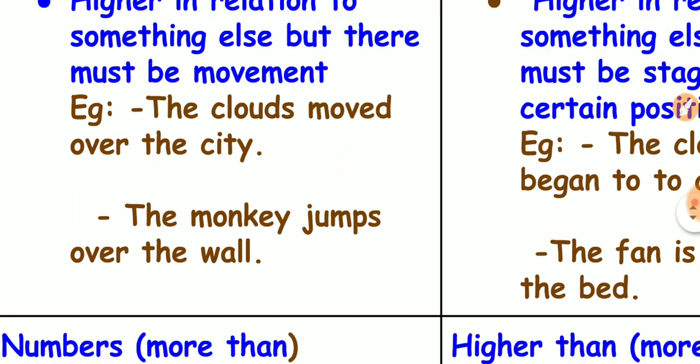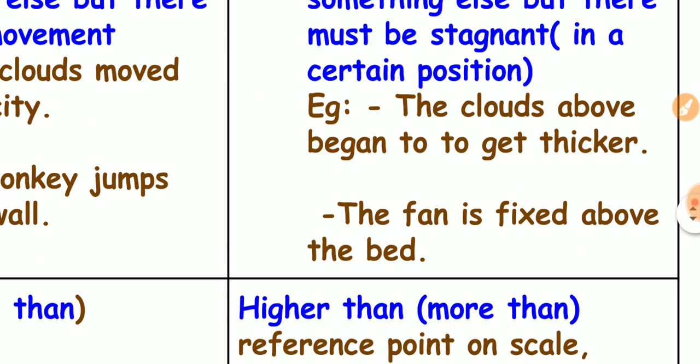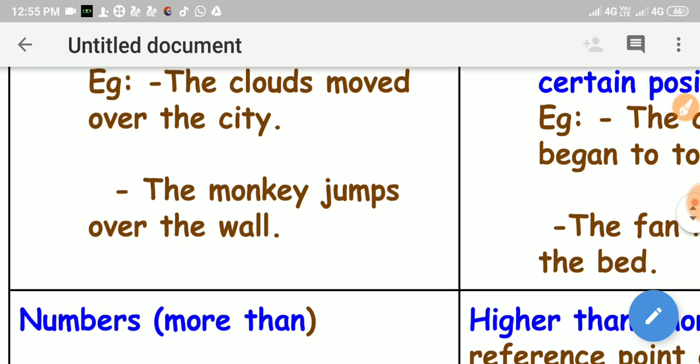But here you see there is a movement of clouds. So that's why over is used. Similarly, the fan is fixed above the bed. Here we should not use over because the fan is fixed. There is no movement of the fan here. So that's why above is used, my dear friends.